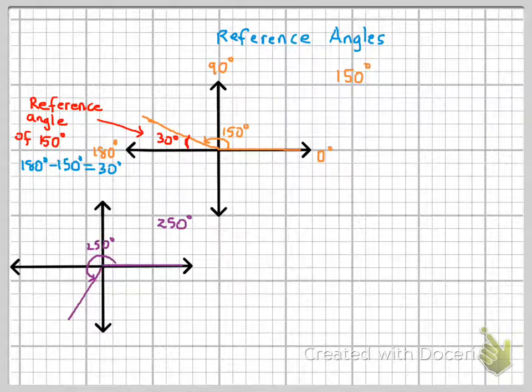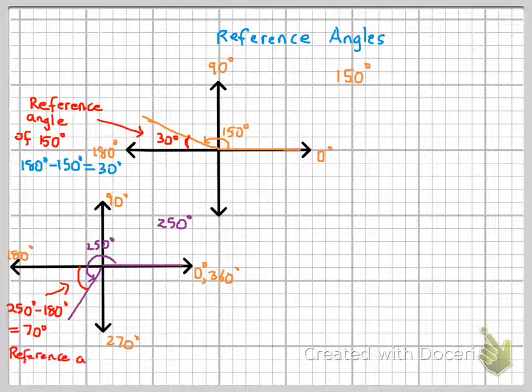Let's look at 250 degrees. 250 degrees in standard form is as shown. If you rotate from 0, you will get to 90 degrees and 180 degrees, and then you get to 250 degrees, just before you get to 270. The reference angle is the angle formed with the x-axis. What is that angle? Well, we will just subtract.